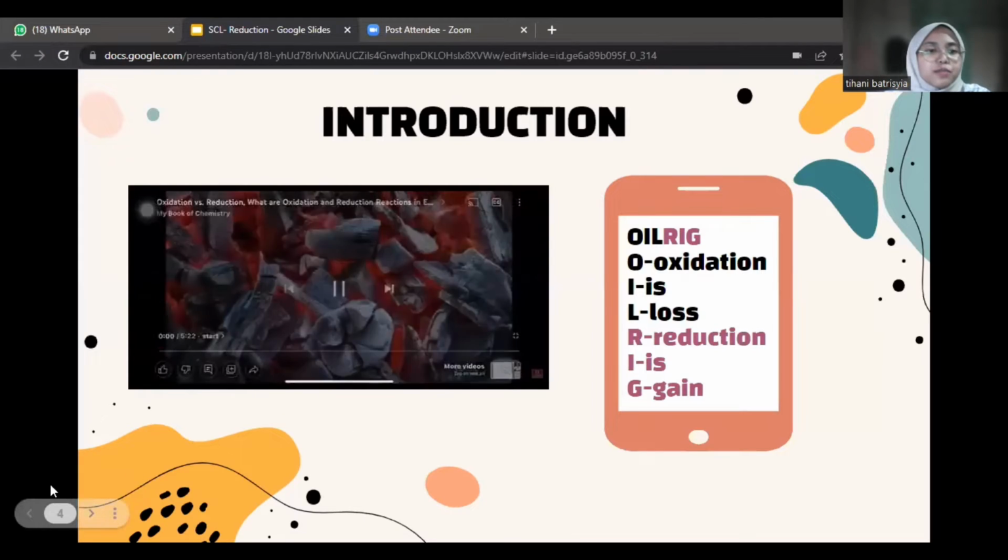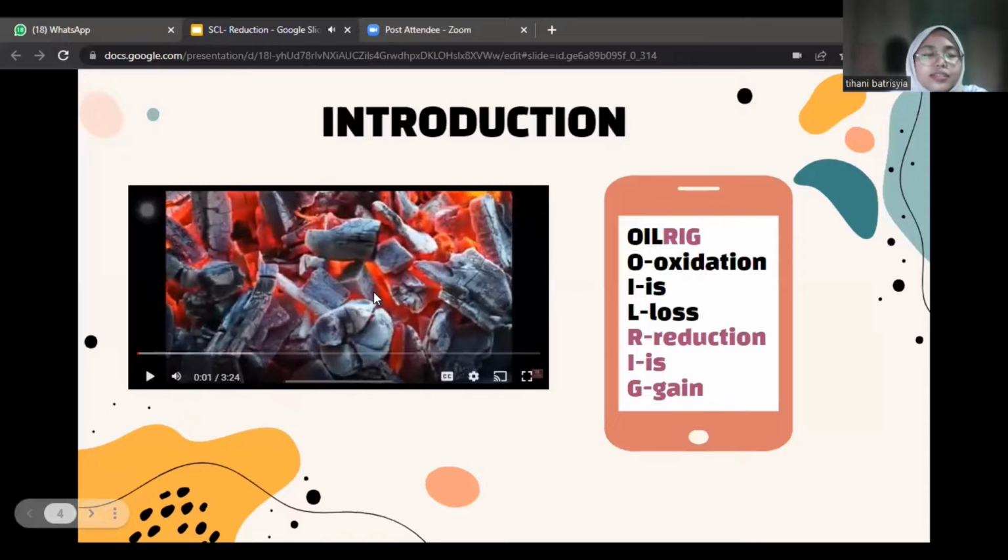So from the video, it explained about the oxidation and reduction process. But today, our group will focus on the reduction process.